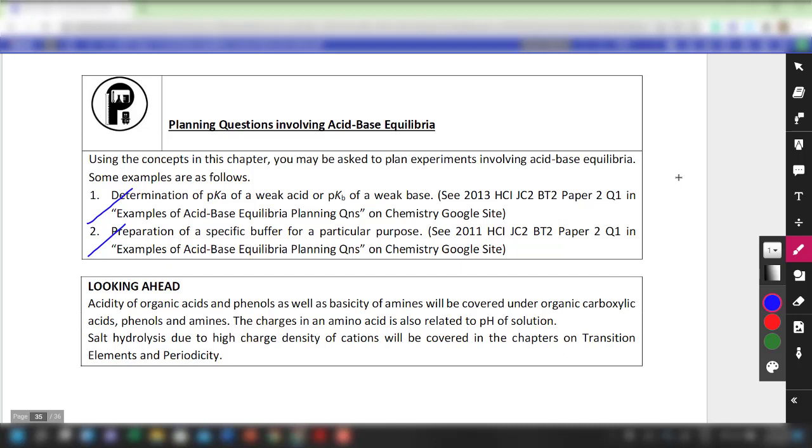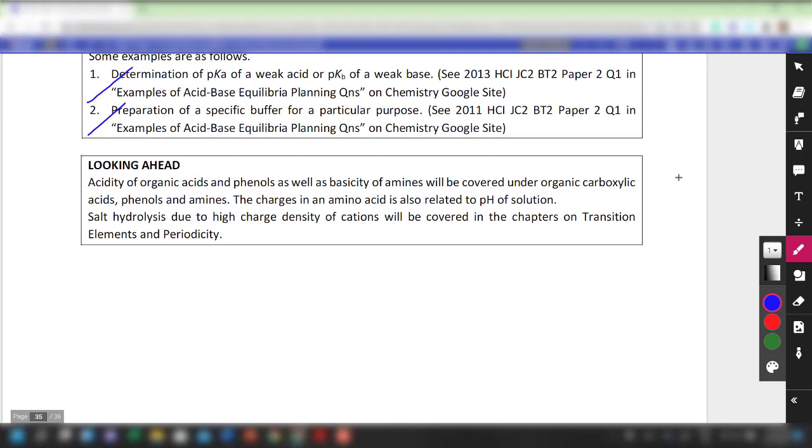Okay, and moving forwards, this concept will help you in firming up and strengthening your understanding when we go into organic chemistry, especially so when we are dealing with weak organic acids such as phenol, ethanoic acid, and even weak bases such as amines. And then in transition metal chemistry, you will be dealing with salt hydrolysis due to cations, which will also be related to QA. Okay, so do take note of these chapters.